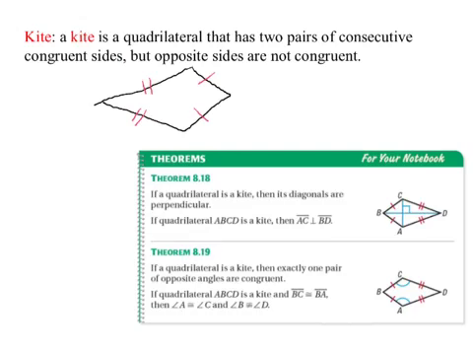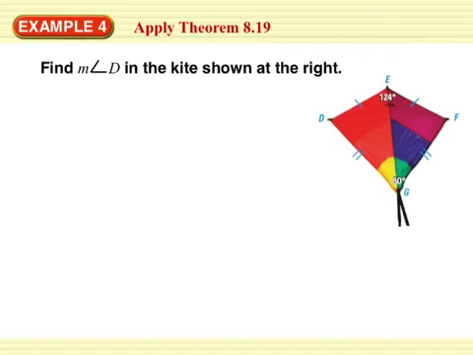Theorem 818, if a quadrilateral is a kite, then its diagonals are perpendicular. Theorem 819, if a quadrilateral is a kite, then exactly 1 pair of opposite angles are congruent. Okay, these angles right there. If quadrilateral is a kite, BC is congruent to BA, and angle A and angle C are congruent, but angle B and angle D are not congruent. Find the measure of angle D in the kite shown at the right.